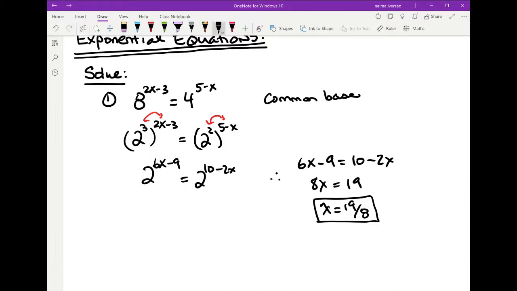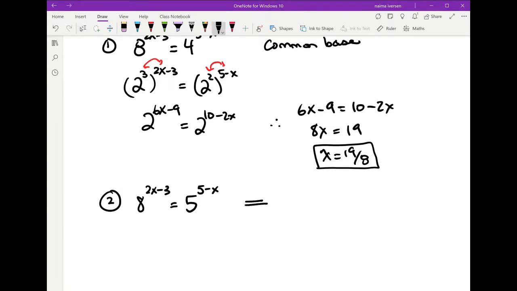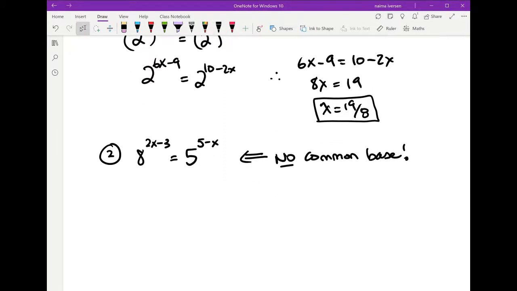But here's the issue. I change one of these numbers and we've got ourselves a big problem. I've got 8 to the power of 2x minus 3 is equal to 5 to the power of 5 minus x. So now, because there is no common base, we have to go through a process that we use to solve any type of equations.